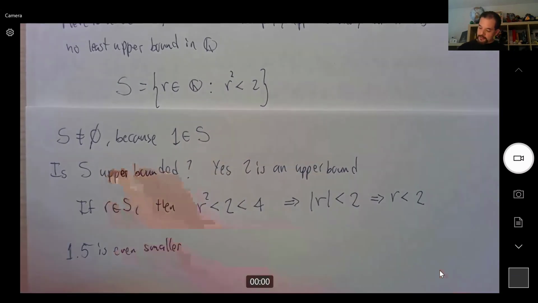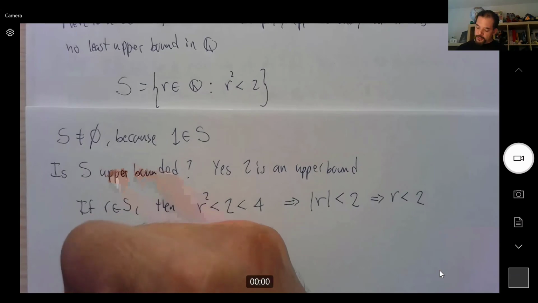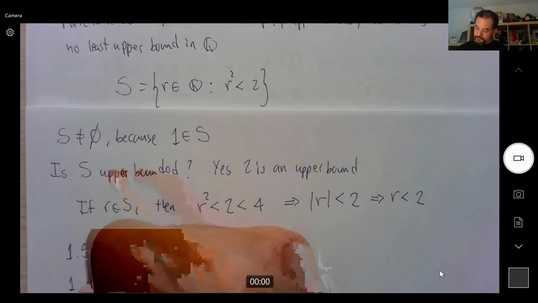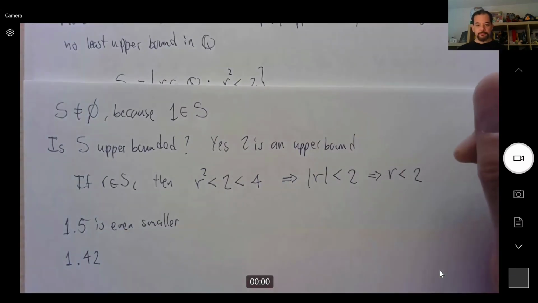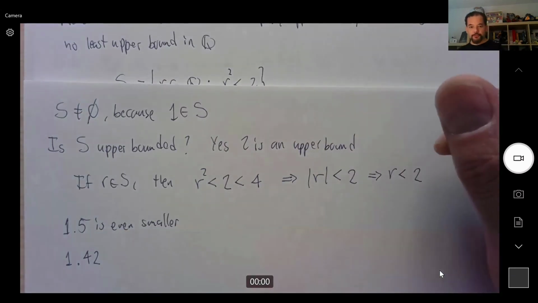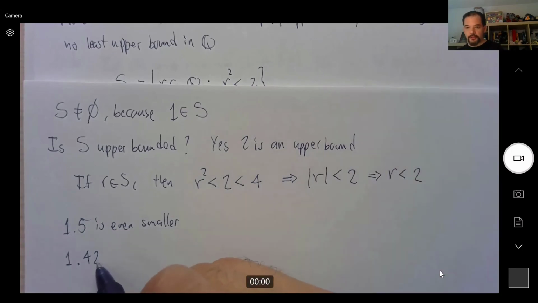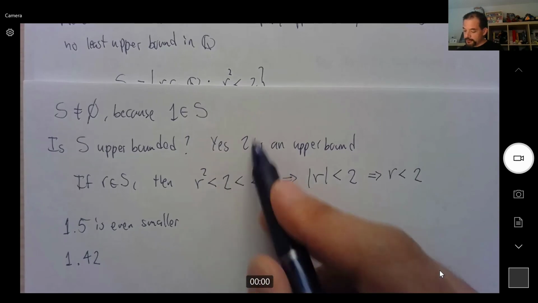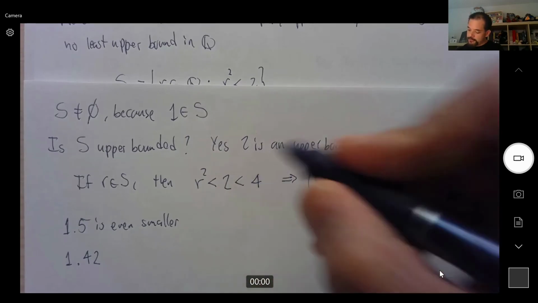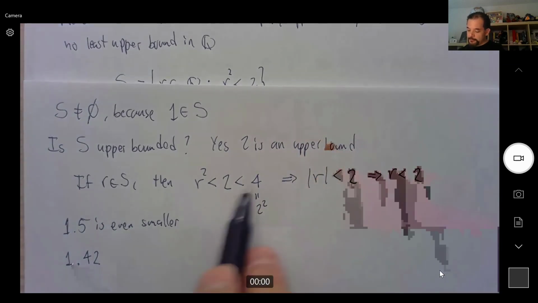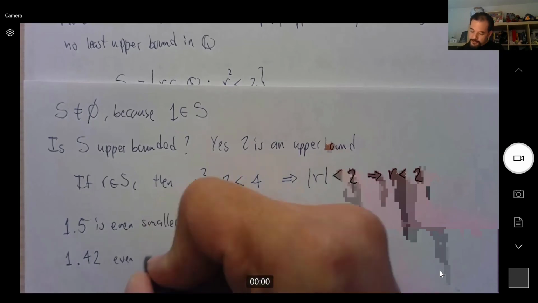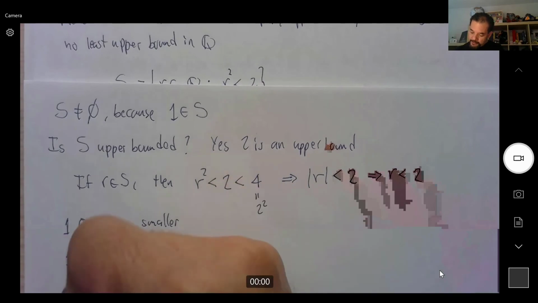And then if you want to keep going, you would say, okay, what about 1.42? And you can check that that one works as well. All I need for it to work is that when I square this number, I get something bigger than 2. That was my trick here. The way I made this work is, this is 2 squared, so if this number squared is still bigger than 2, then it works. And then this is even smaller, and I can keep going.